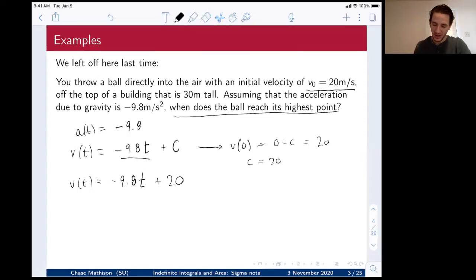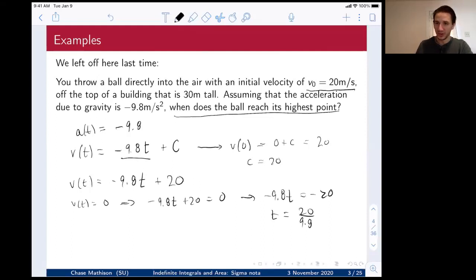So really, to find when the ball reaches its highest point, that's just going to be when v of t is equal to 0, which tells me that negative 9.8 times t plus 20 is 0, or in other words, negative 9.8t equals negative 20, so that t is equal to 20 over 9.8, which is a little bigger than 2, but about 2 seconds.